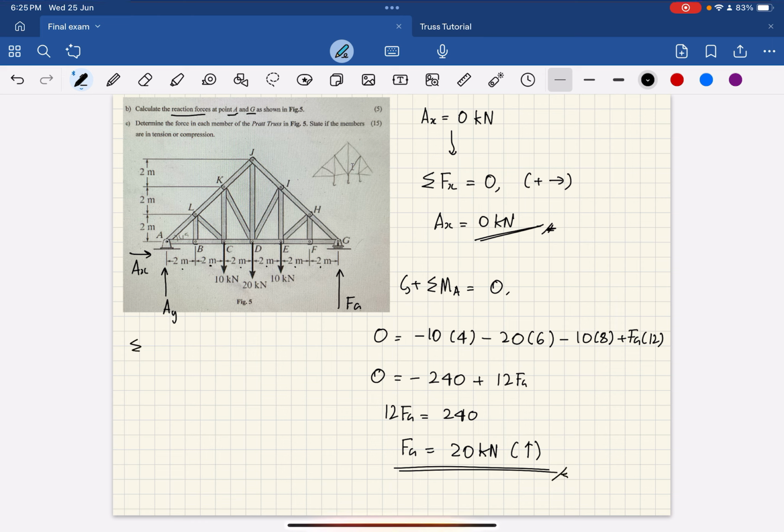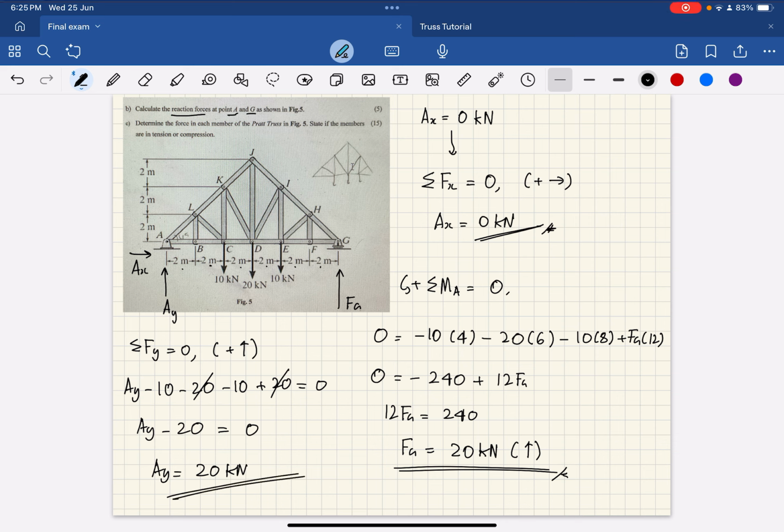Now we know that the summation of Fy is equivalent to 0. Remember that we're taking upwards as positive, so we know that Ay minus 10 minus 20 minus 10 plus 20 is equivalent to 0. So this cancels out, so we have Ay minus 20 equals 0. Therefore Ay is equivalent to 20 kilonewtons. So there you go guys, very easy. Free 5 marks. This should be a very easy 5-mark question you can easily get for free.